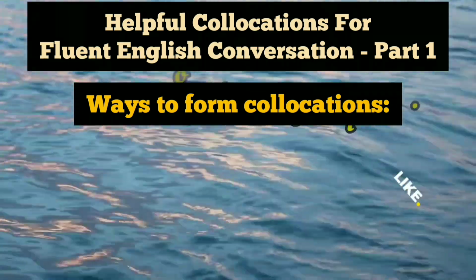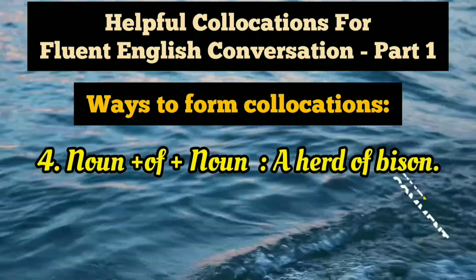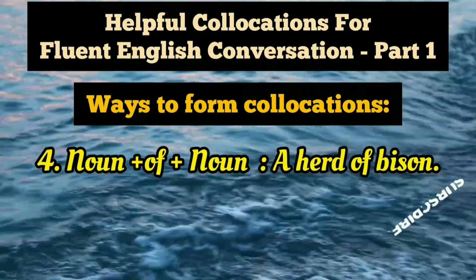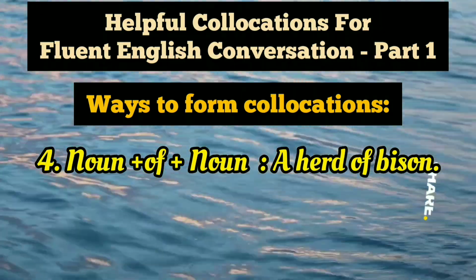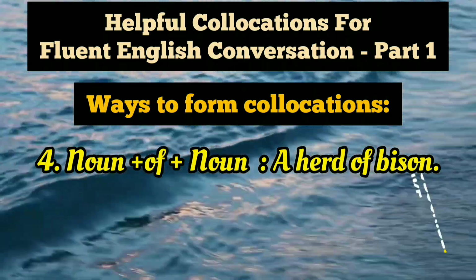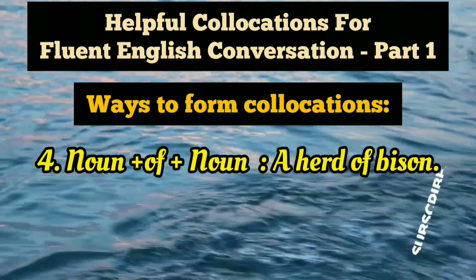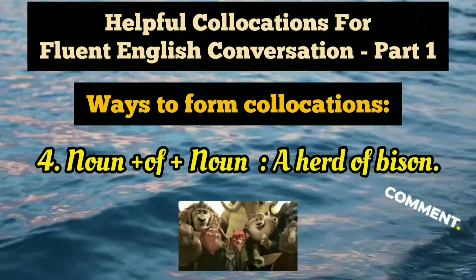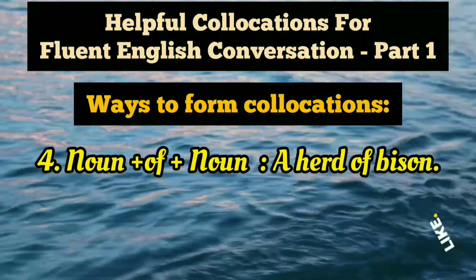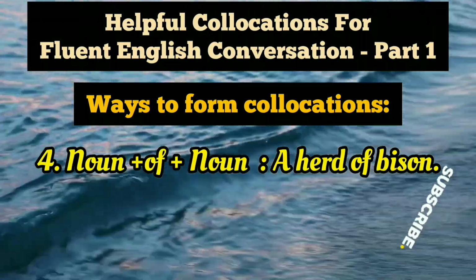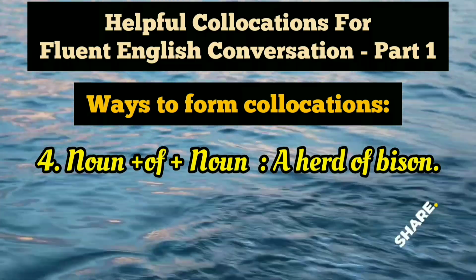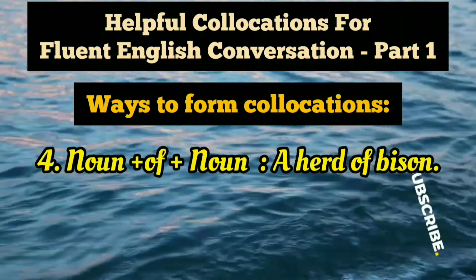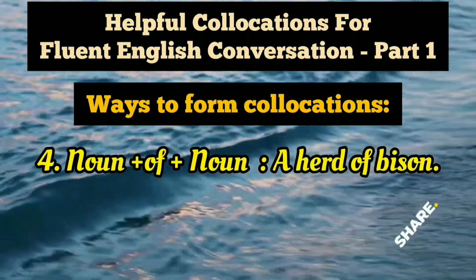And the fourth format for collocation is given on your screen, noun plus of, and then again we use another noun. It is very interesting. I will show you some more examples. As you see, a herd of bison. So herd means here a group, then I'm adding of, and then bison is obviously an animal, isn't that? So this way we can form a collocation by combining noun plus of plus another noun.